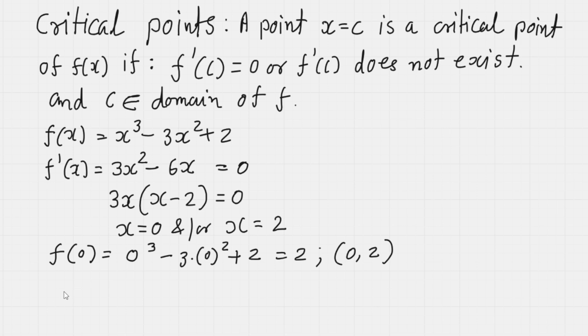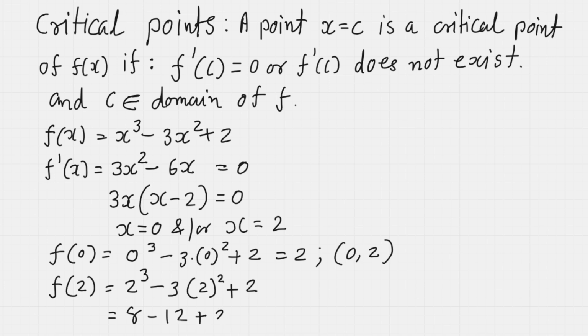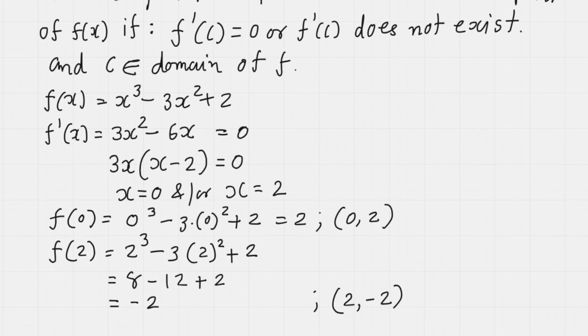And let us substitute x is equal to 2. So f of 2 will be equal to 2 cube minus 3 into 2 square plus 2, which is equal to 8 minus 12 plus 2. So this is equal to 8 minus 12, which is minus 4, plus 2, which will be equal to minus 2. So our second critical point will be (2, -2). This way we can find the critical points algebraically.